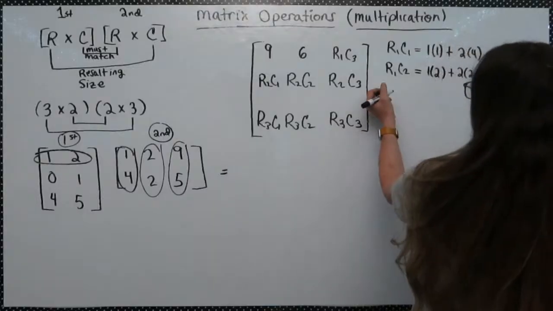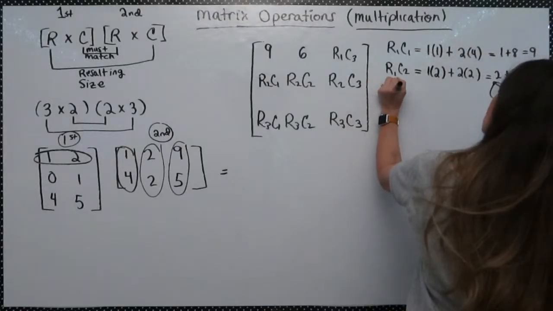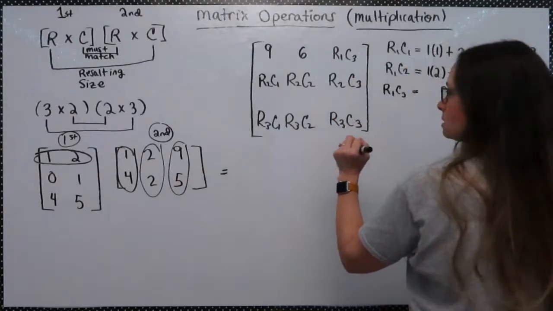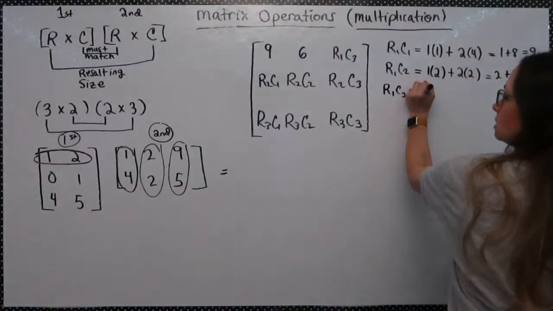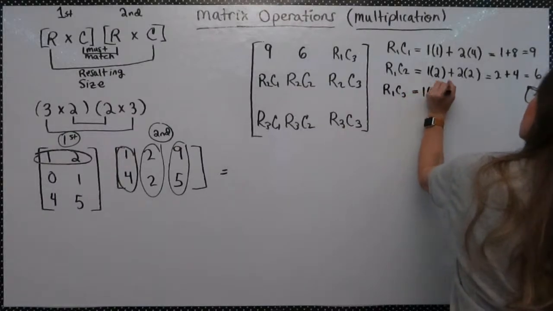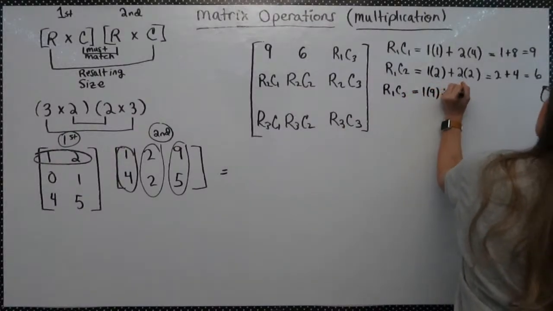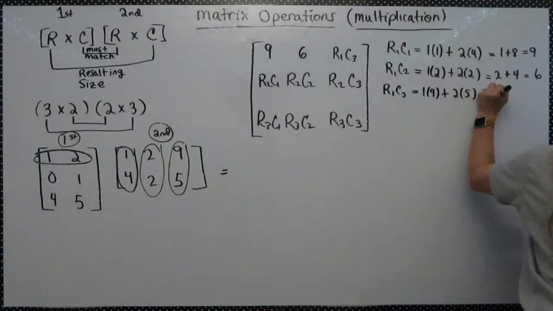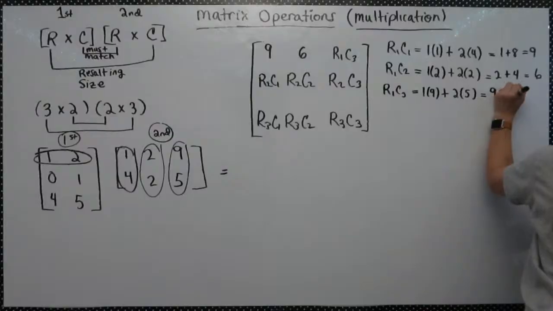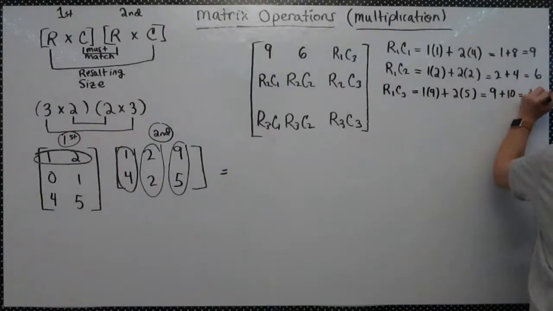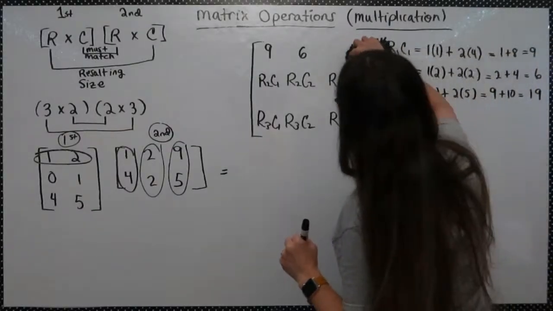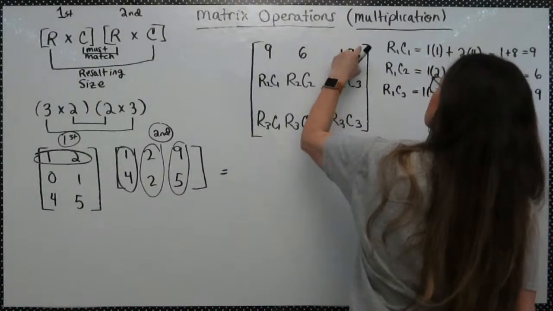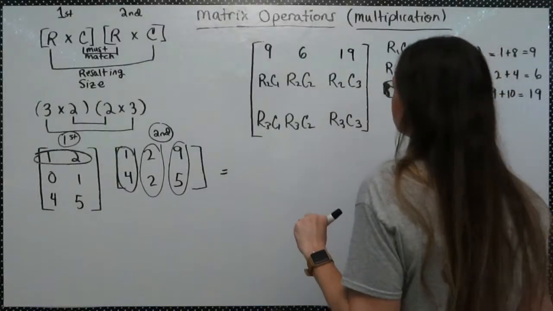Okay, row 1, column 3 is going to be 1 times 9 plus 2 times 5. And 1 times 9 is 9, and 2 times 5 is 10. That gives me 19 for that position. Row 1, column 3 is 19. And this is how you would multiply these two matrices.